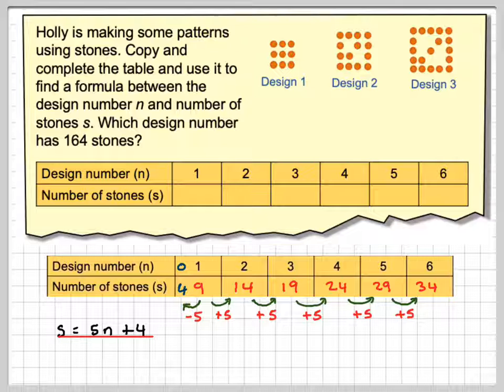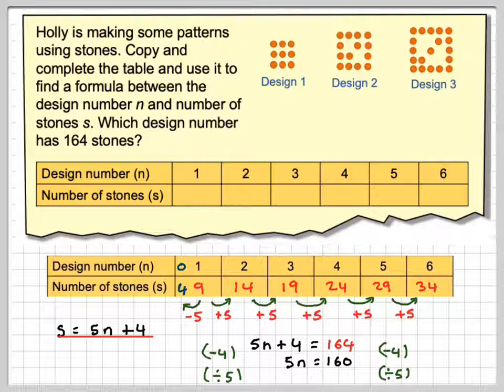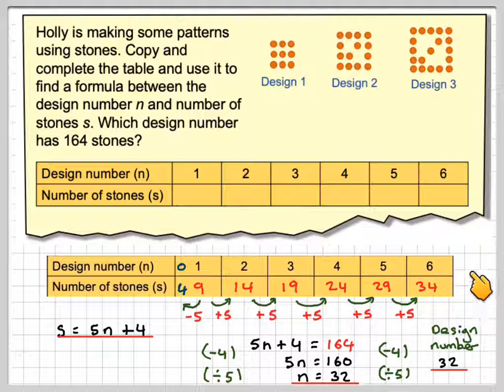Right, which design number has 164 stones? So what we do in this formula, we put 164 is equal to 5n plus 4. So 5n plus 4 is equal to 164. Taking 4 from both sides, we're going to get that 5n is equal to 160. Dividing by 5, we're going to get that the design number will be 32. So design number 32. So if you continue the table until you get 32, in the end, you will have 164 stones.